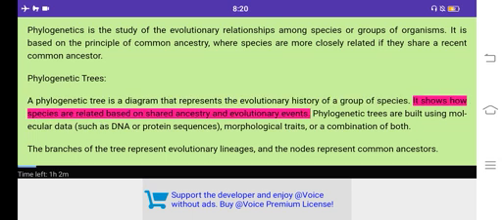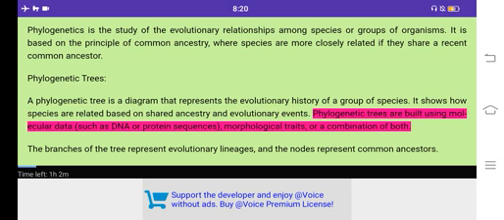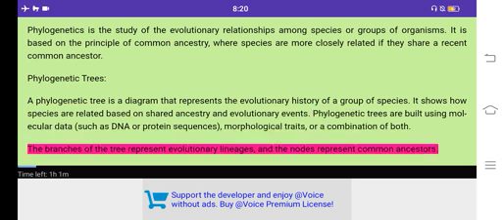It shows how species are related based on shared ancestry and evolutionary events. Phylogenetic trees are built using molecular data, such as DNA or protein sequences, morphological traits, or a combination of both. The branches of the tree represent evolutionary lineages, and the nodes represent common ancestors.